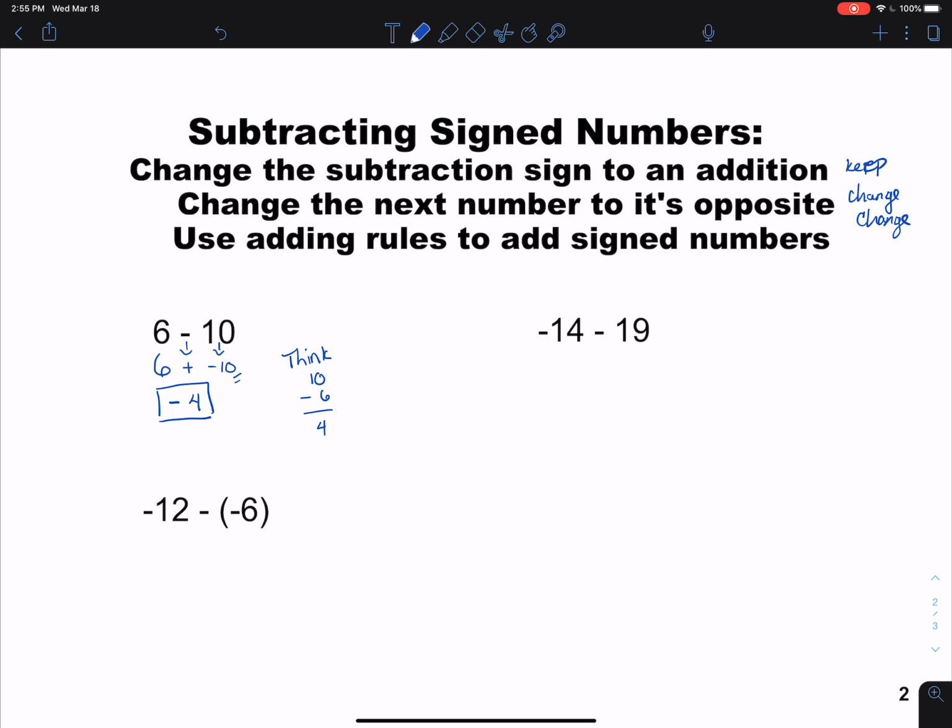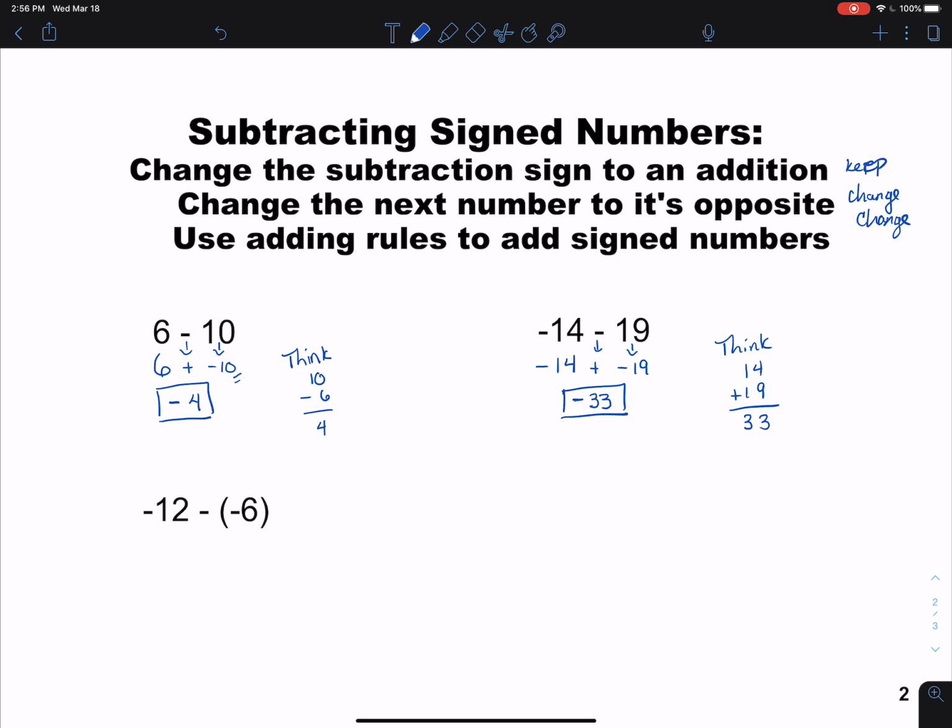If I look at this next example where I have negative 14 minus 19, I need to change it to addition first. So I keep the negative 14 the same. I change that subtraction to addition. And I change that positive 19 to negative 19. The 14 and 19 have the same sign when I look at that addition problem. They're both negative. So I need to add the number parts together because they're the same sign. When I do that, that gives me 33, and then I keep that same sign, so it's also a negative answer.